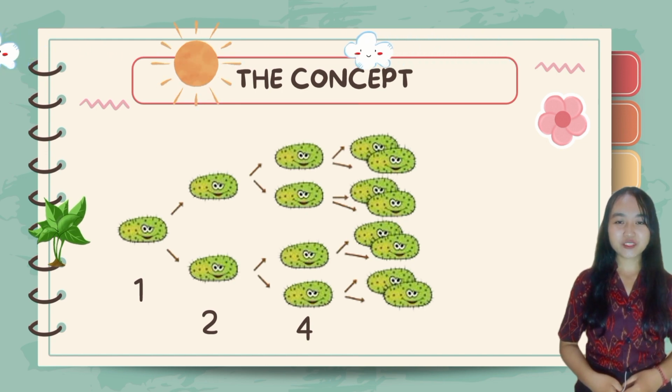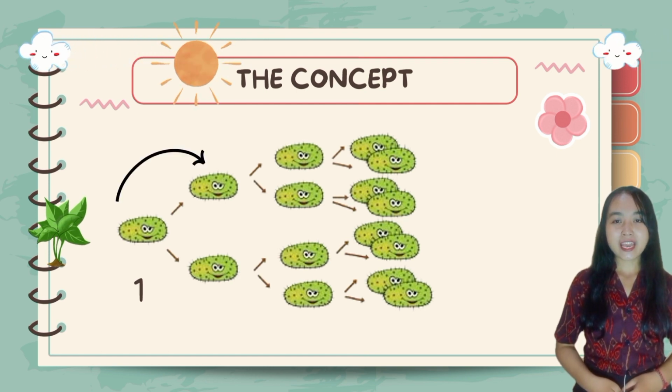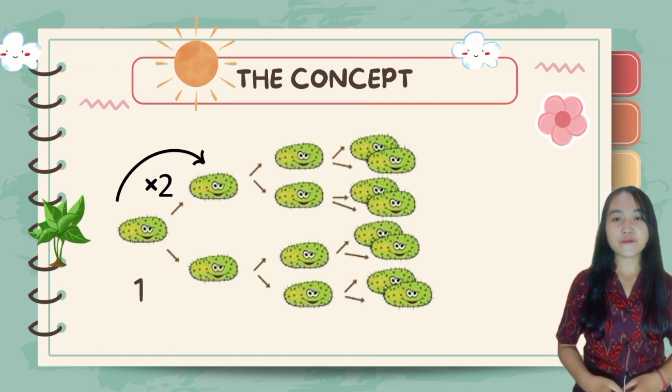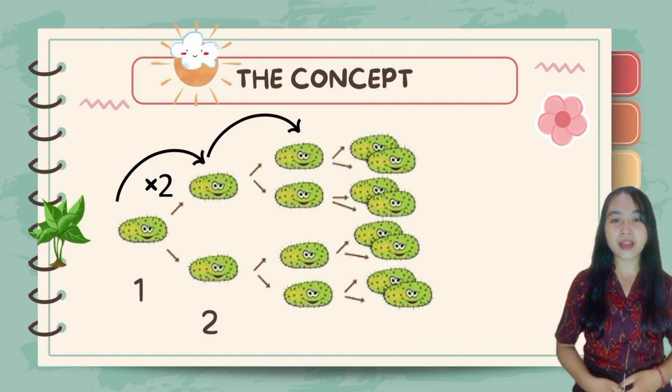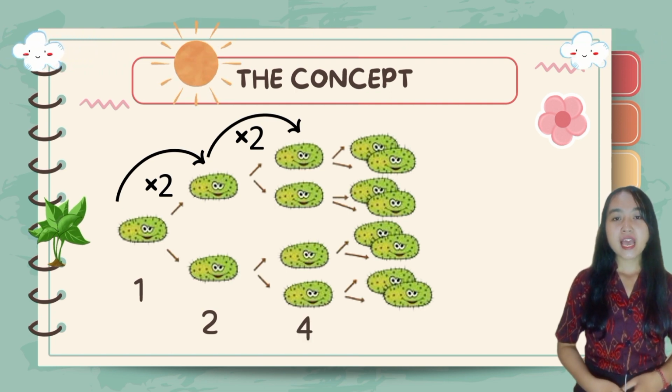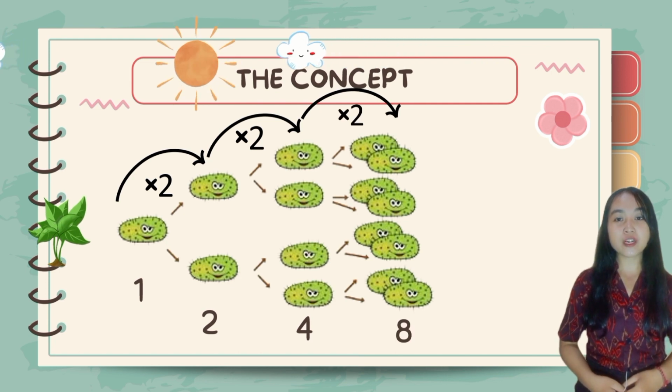So let's pay attention. The bacteria multiplied by 2 between 7 a.m. and 9 a.m. to 2 bacteria. And from 9 a.m. to 11 a.m., the bacteria also multiplied by 2 the previous number, which is 4 bacteria, and so on. So every 2 hours, the bacteria doubles or it multiplies by 2.